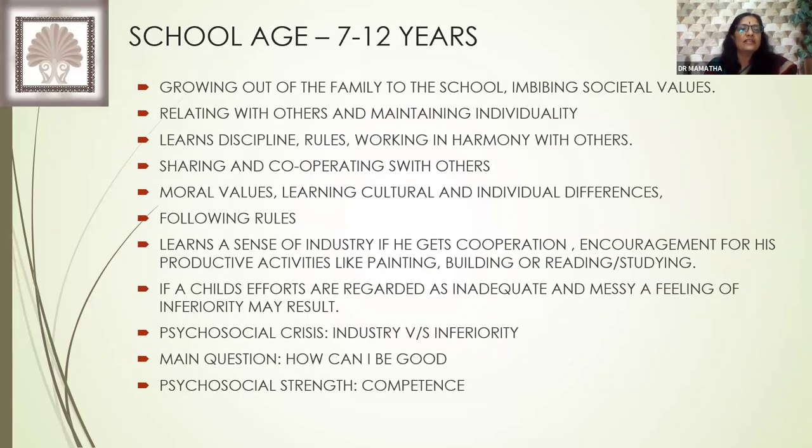So the next stage would be school age, 7 to 12 years of age. So the child starts going to school. It's something other than his family, growing out of the family to the school, imbibing societal values. The child starts learning the societal values. What is it to go to school? I should be there on time. One should not be late to the school. Certain basic rules and things like that, all those things are learned here, relating with the others.